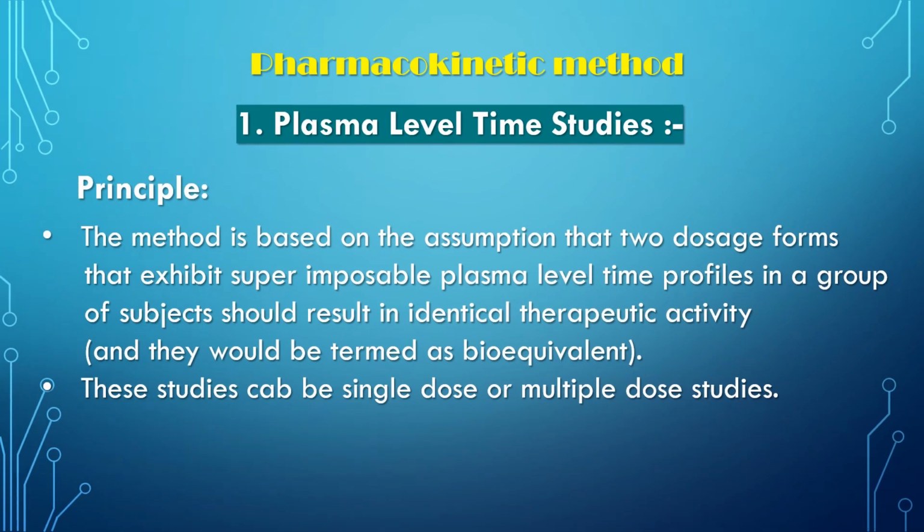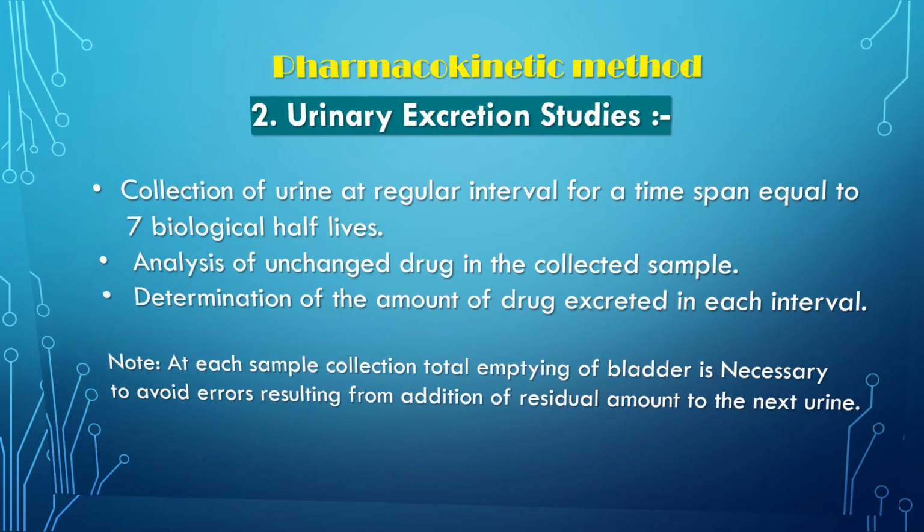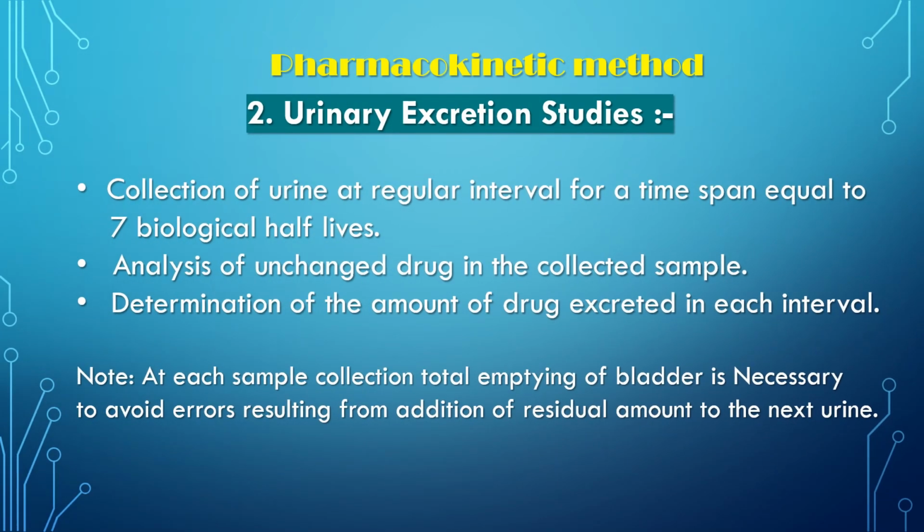Pharmacokinetic method. First, plasma level time studies. Principle: the method is based on the assumption that two dosage forms that exhibit superimposable plasma level time profiles in a group of subjects should result in identical therapeutic activity. These studies can be single dose or multiple dose studies. Second, urinary excretion studies. Collection of urine at regular intervals for a time span equal to 7 biological half-lives. Analysis of unchanged drug in the collected sample. Determination of the amount of drug excreted in each interval. Note: at each sample collection, total emptying of the bladder is necessary to avoid errors resulting from the addition of residual amount to the next urine.